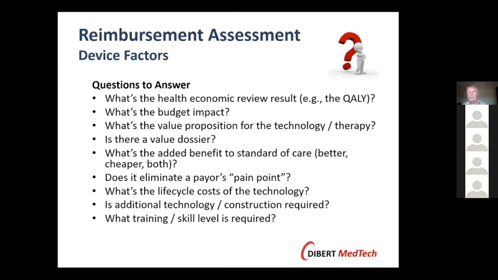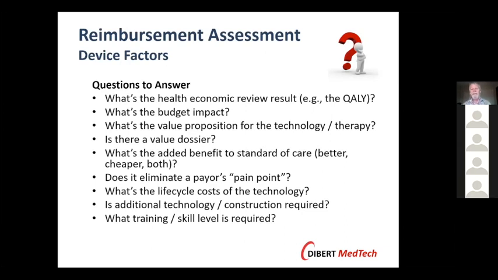So in other words, if you're selling a new MRI and it requires a new room and training for the clinicians and the technicians, that's a cost that also needs to be included and understood, because someone's going to come back and ask the question.